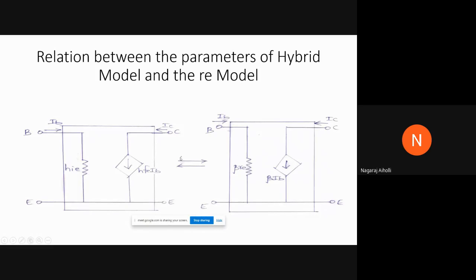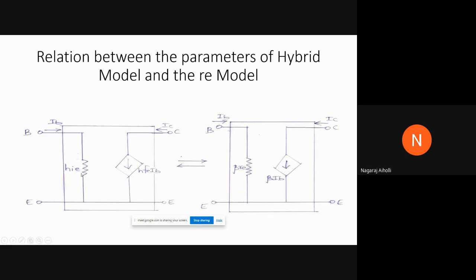We have already studied this. I'm just putting one by the side of another. This is the hybrid model for the common emitter configuration, and this is the RE model for the same common emitter configuration. So if we put both of these side by side, then what is the relation between the hybrid model of common emitter configuration and the RE model of the common emitter configuration? That we have to compare. So that we have to see.